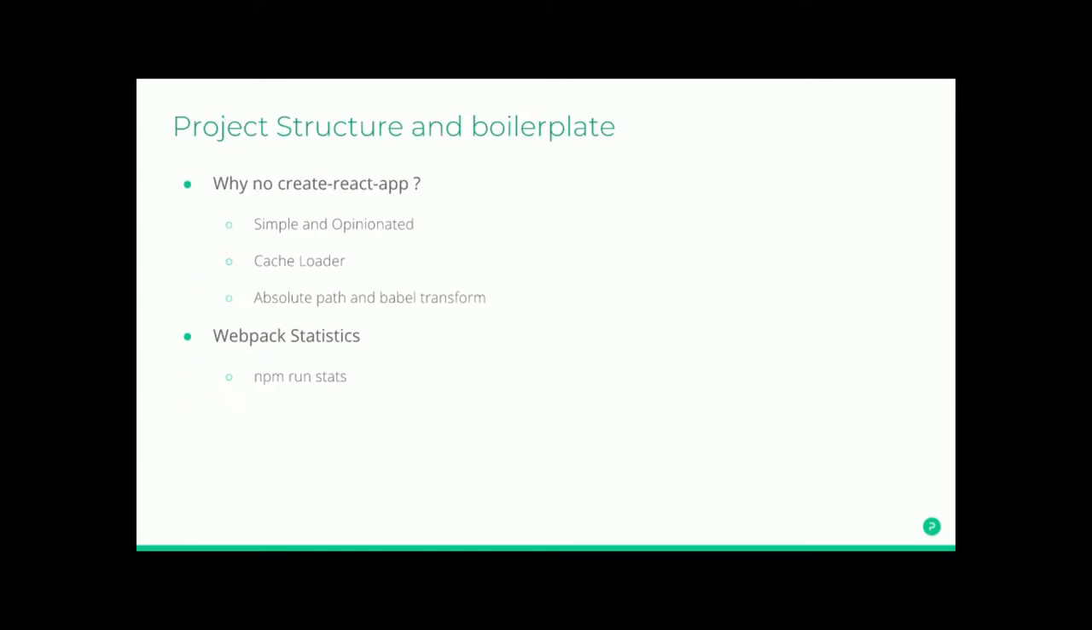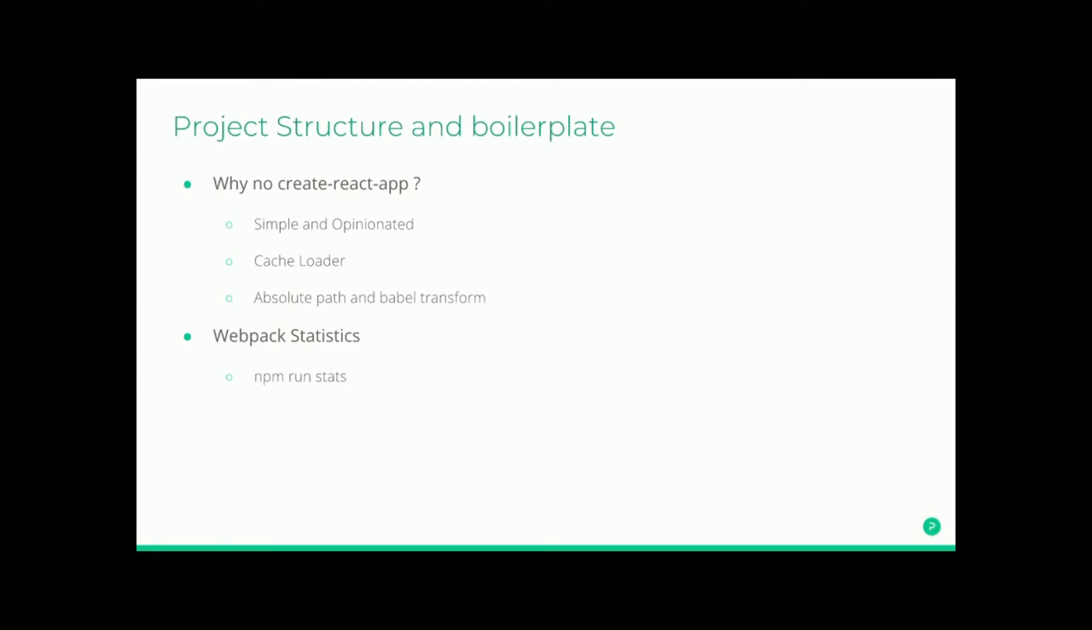So next, we'll look into the boilerplate and why we didn't use Create React App. Simple reason being, for this workshop, we thought Create React App has too many features and it would be overkill, so we just kept it as simple as possible. We also put in a cache loader there to make the builds faster, and we have converted all our relative paths within the source folder into absolute paths using a specific configuration for the Babel transform there. So that's about the bundling and the build tool.